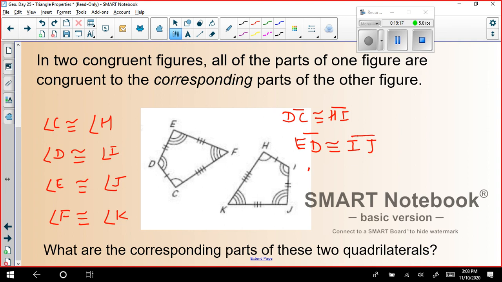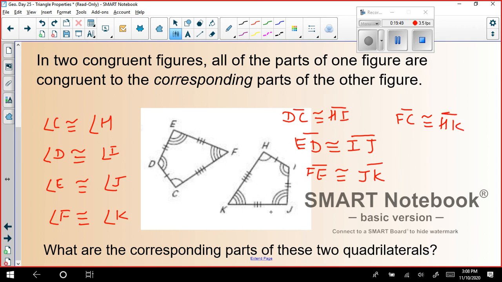Then FE, congruent to, with 3 hash lines, JK. And the last side, that is with 4 hash lines, FC, is congruent to HK.